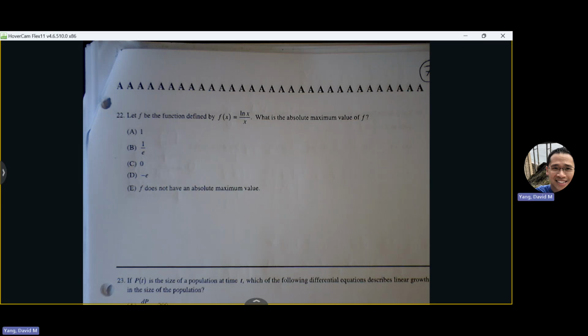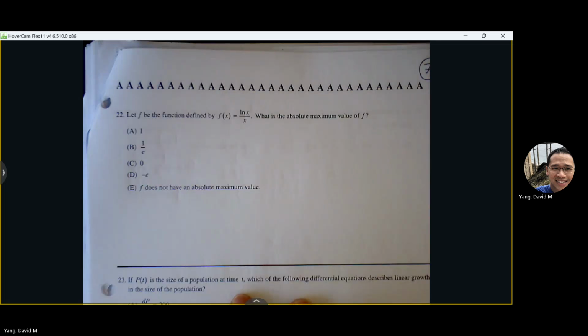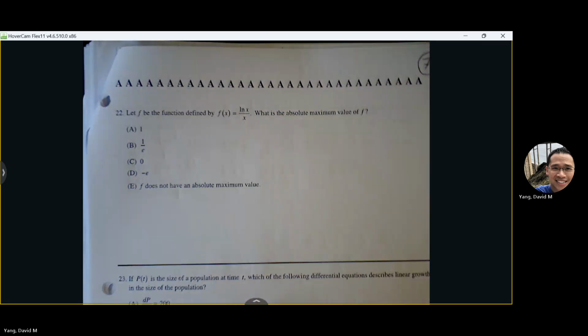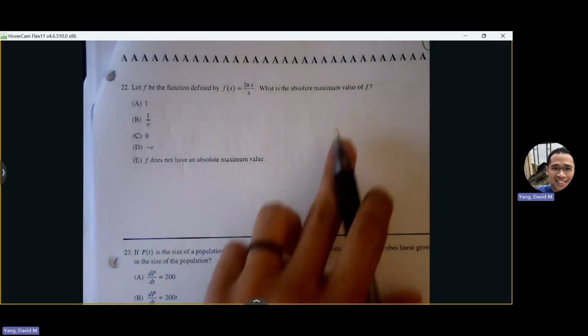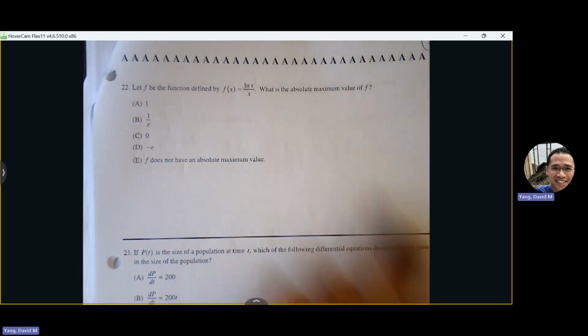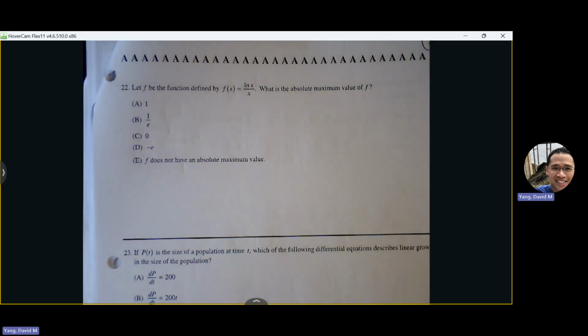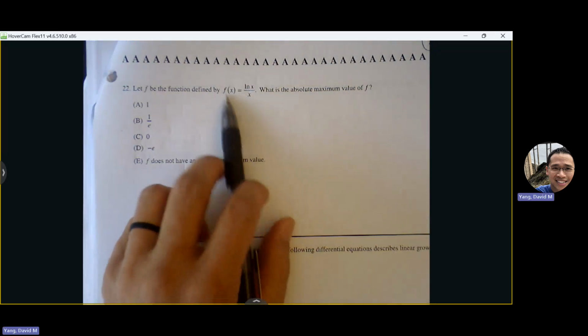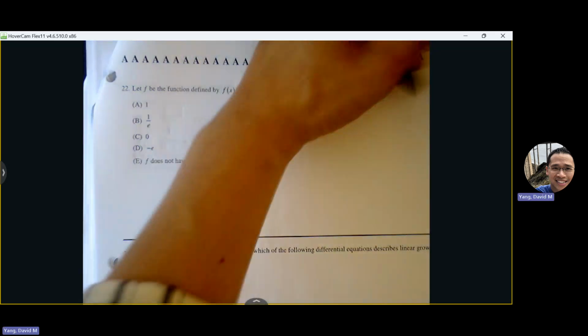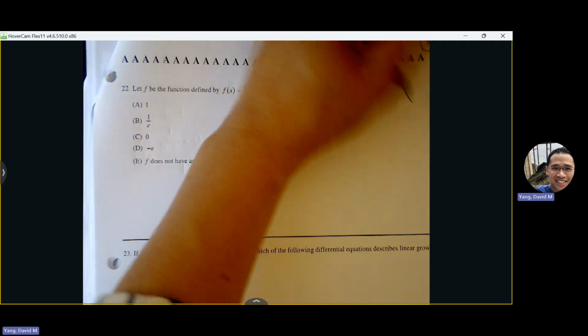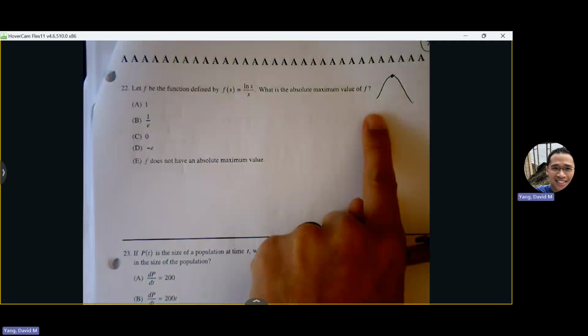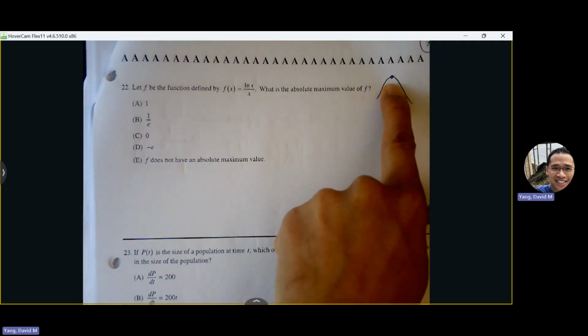Okay, 22. What is the absolute maximum value of f? We're basically knowing that there's a curve to this graph. Absolute max is probably going to be where my graph is going to have at least the relative max.